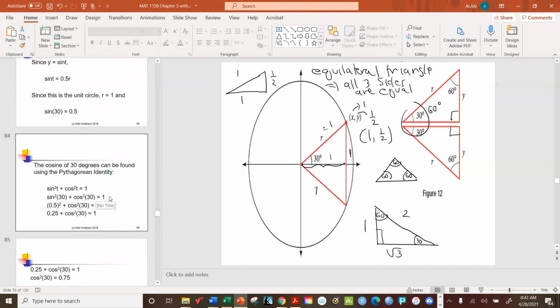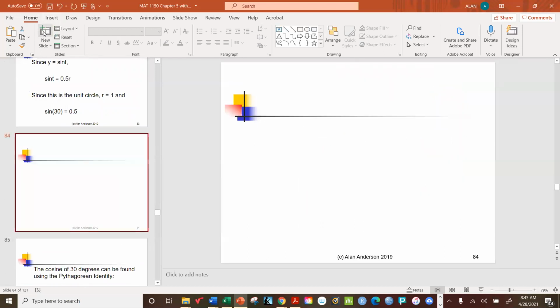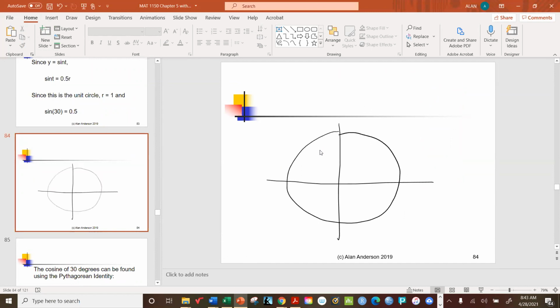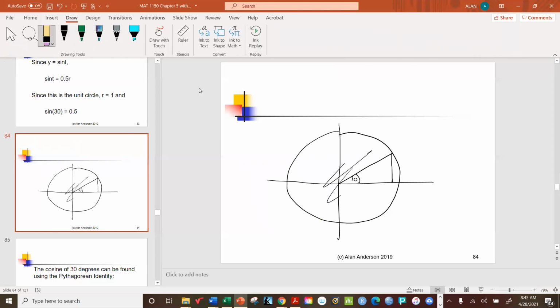Okay, so where does this get us? All right, let me draw a new picture. This one's getting really sloppy. So if you just look at the top triangle, remember this is 30. Let me make that a little bigger. It's hard to see that.